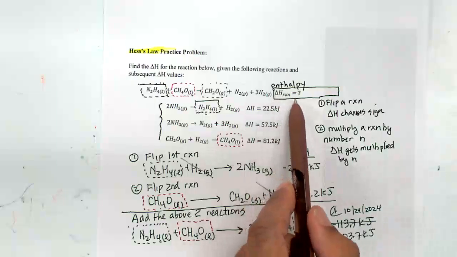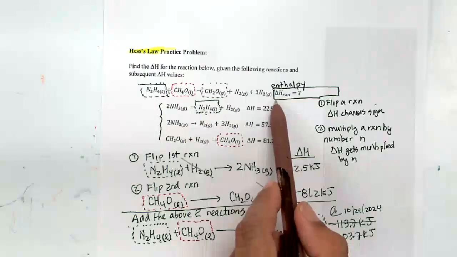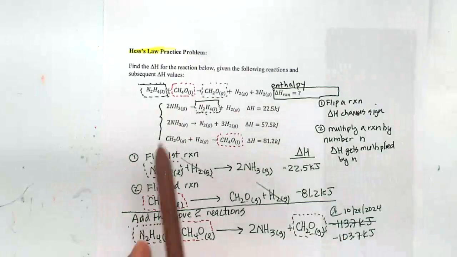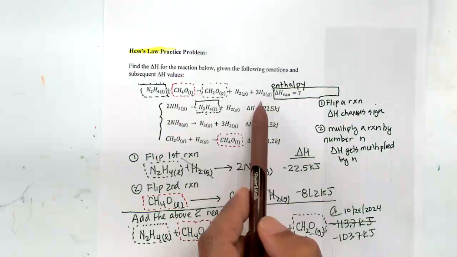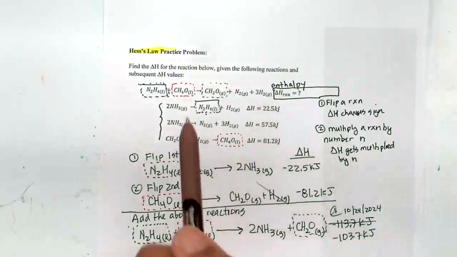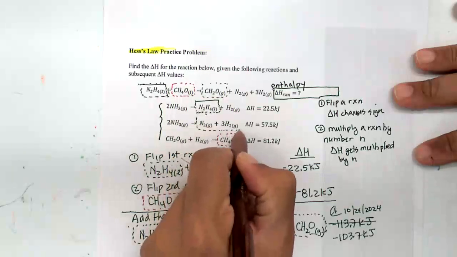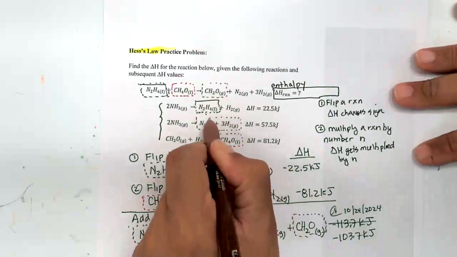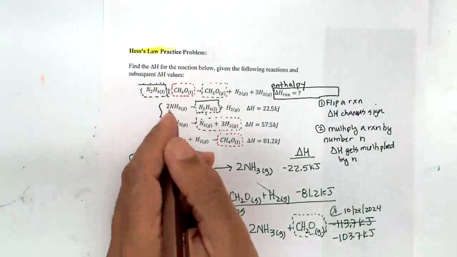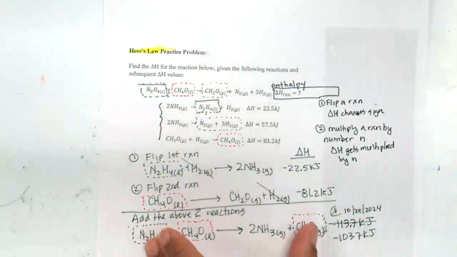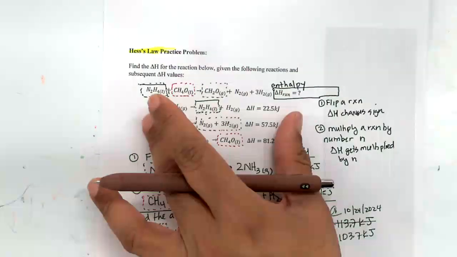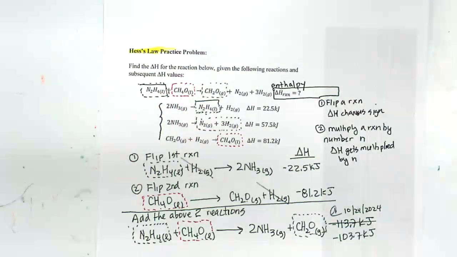Okay, so now I need an N2 and 3H2 on the product side, and here I have an N2 and 3H2 on the product side. So what can I do here? I can take this reaction and I could add it to the second reaction.